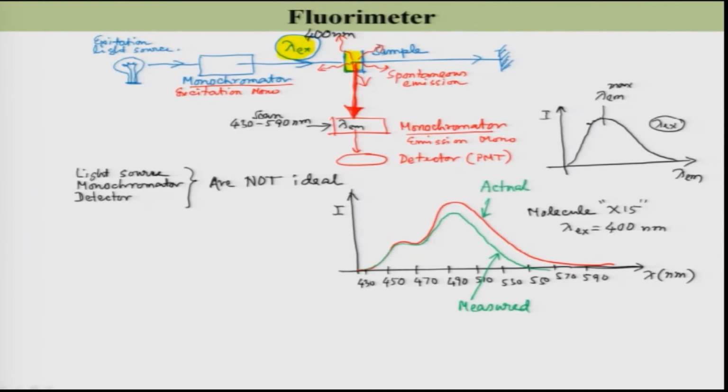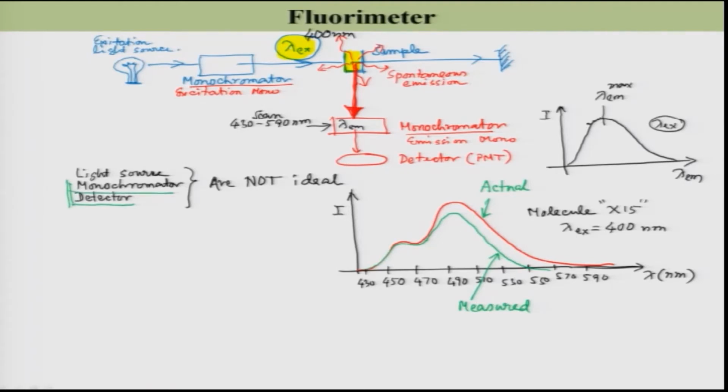They are not same. That means, there is some problem in the measurement, but when I discussed this nice simple fluorimeter, it seemed that everything was all right, but here things are different, because it is not matching with the reported one, the actual one. What is the problem? And that is over here, that the detector and the monochromator, they are not ideal. What I want to say is following.